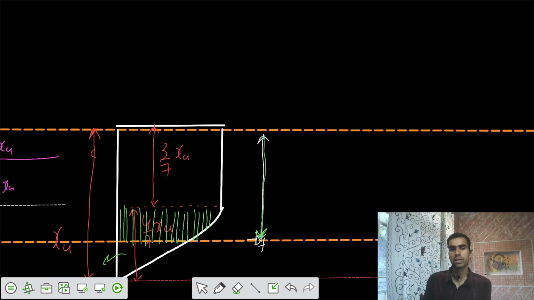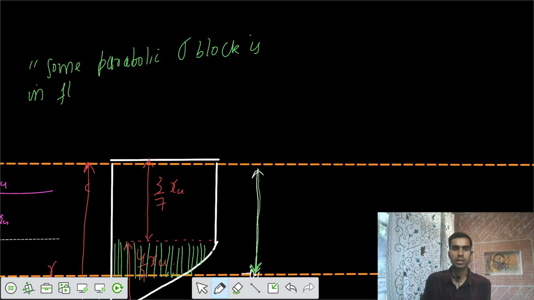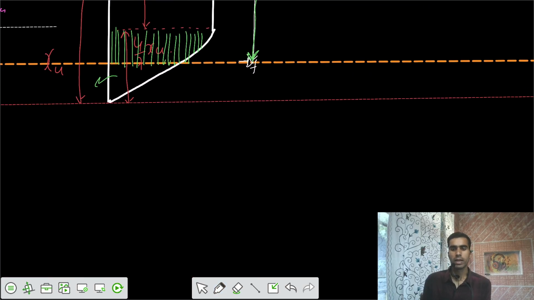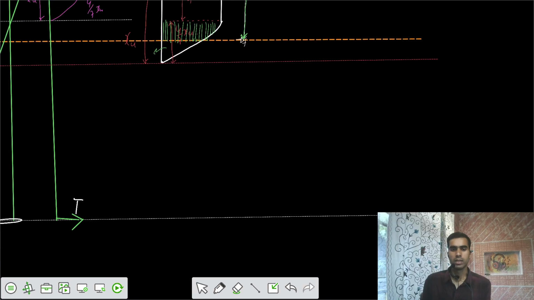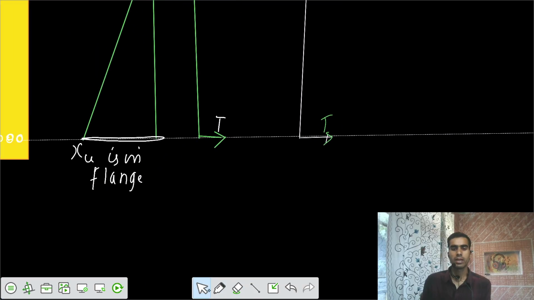So for this case, let's try to get the picture. Let's write: some part of the parabolic stress block is in the flange, and some part is in the web. Okay, and after that we can have the T force also somewhere here. Let's say there's some T force also at the level of steel.